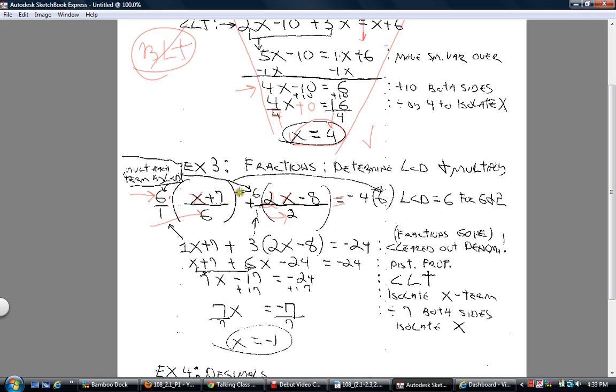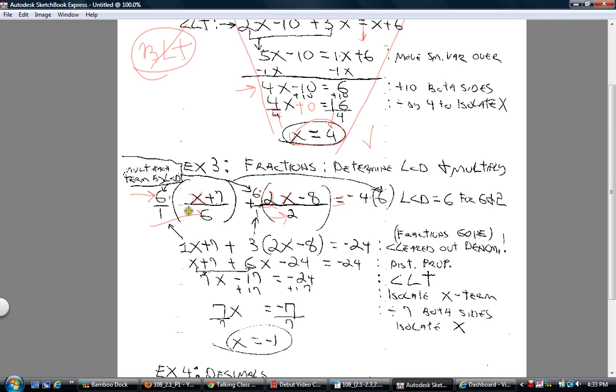I'm multiplying by the LCD. Look at the second term, 2x minus 8 divided by 2. Going to multiply it by 6. It must maintain balance across the whole equation. Multiply the third term, which is the right-hand side, by 6. Okay, does everybody see the 6 being multiplied across the equation?